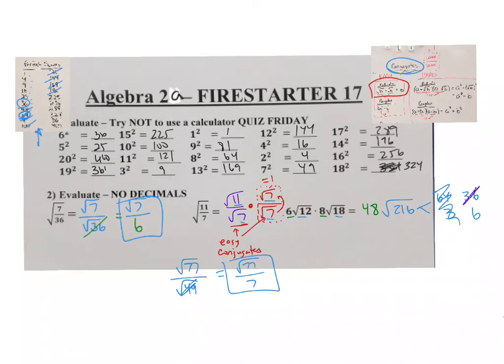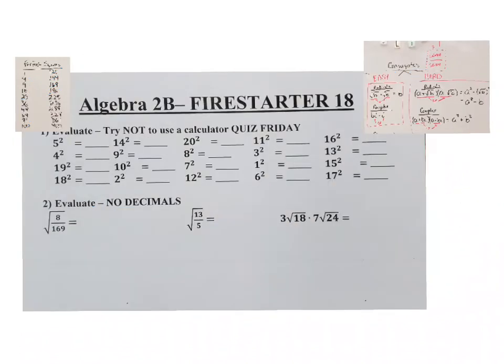So I have the green 48. 36 turns into this purple 6. And this blue 6 stays in jail forever. So I finish with 48 times 6. So I end up with 288 square roots of 6. That's it.